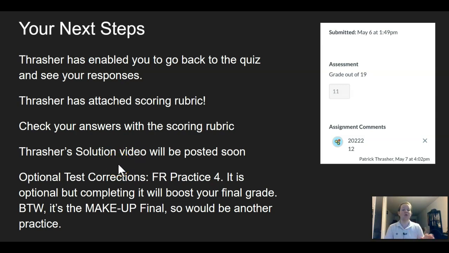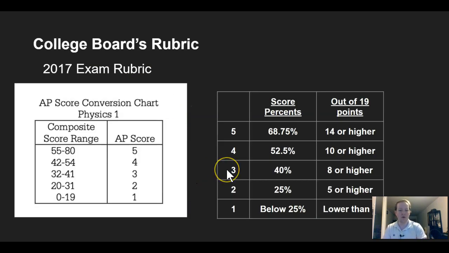Okay. I've also posted, or I'm about to post, optional test corrections. I wanted you to have the rubric, but obviously giving you the rubric kind of makes test corrections lose meaning. So I'm just going to put another free response practice. And if you complete it, it's optional. You don't have to. I won't give you a 0 out of 5. But if you complete it, I will go back and I will raise you that 1 numerical score.